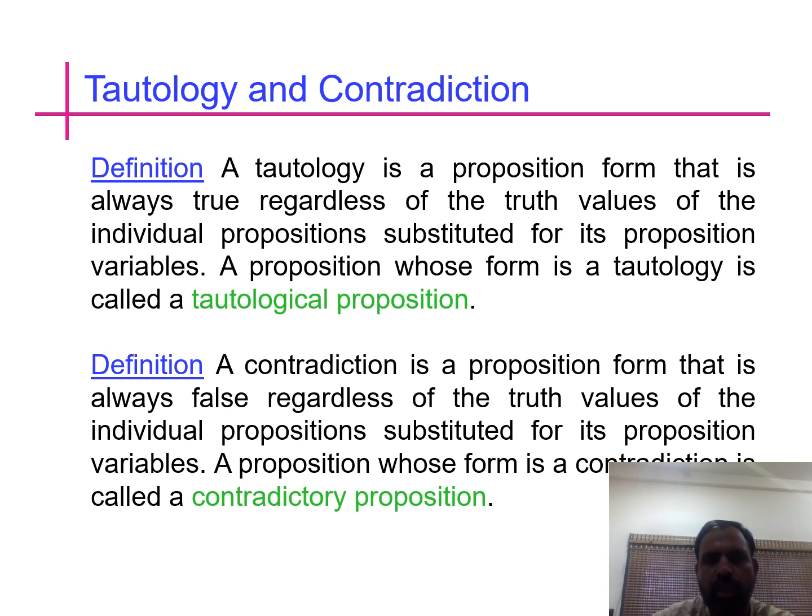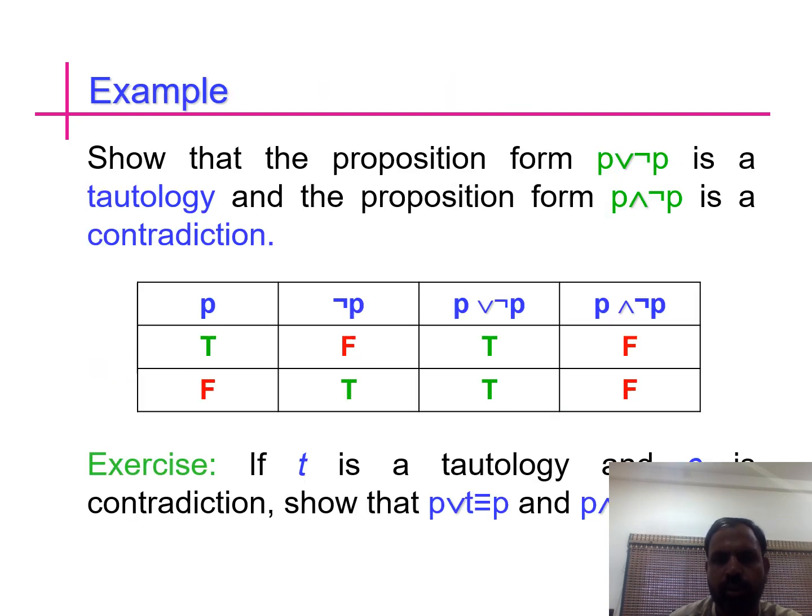Definition of contradiction. A contradiction is a proposition form that is always false regardless of the truth values of the individual propositions substituted for its proposition variables. A proposition whose form is a contradiction is called a contradictory proposition. These are the examples.